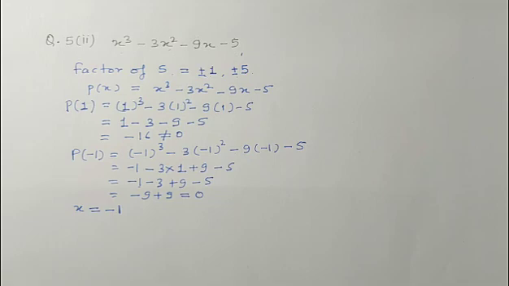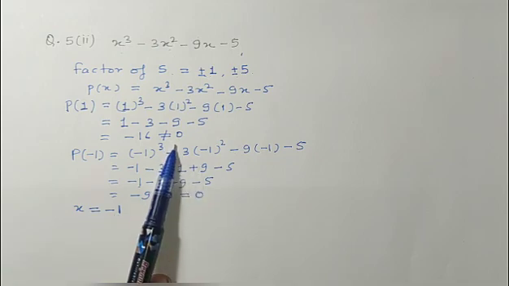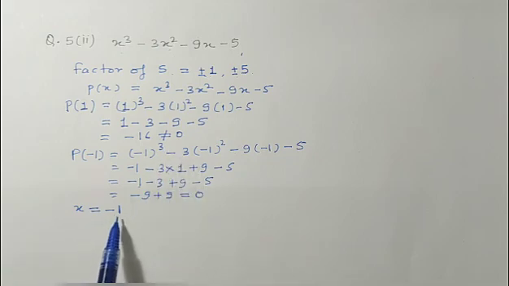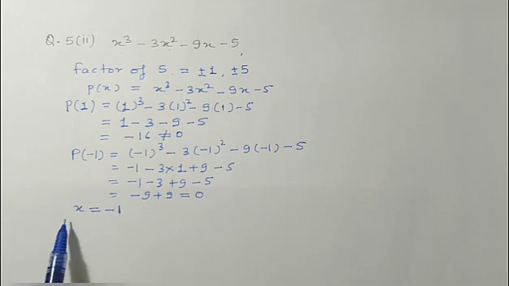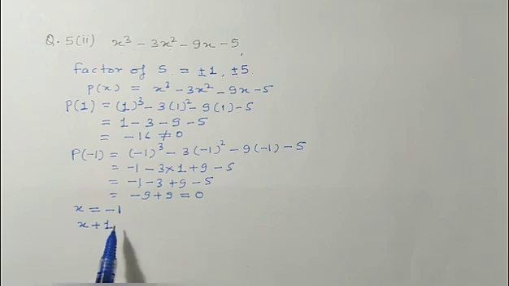So what can we say from here? If at x equal to minus 1 this polynomial becomes 0, it means if we shift this minus 1 to the left hand side, what do we get? x plus 1. Okay, x plus 1 is equal to 0.